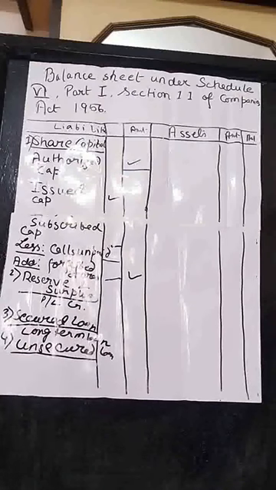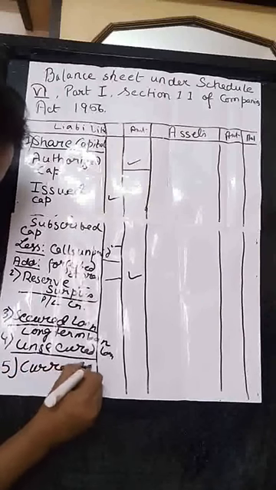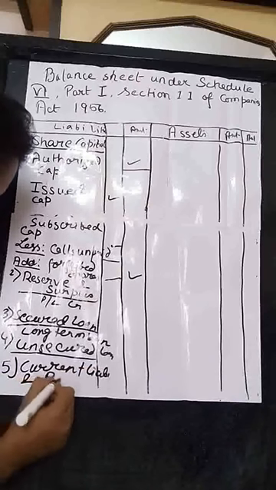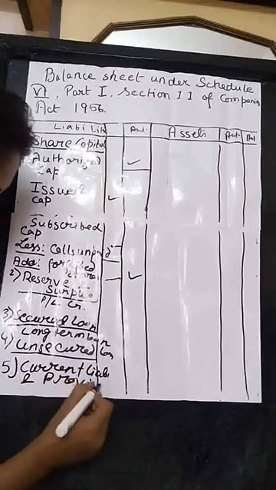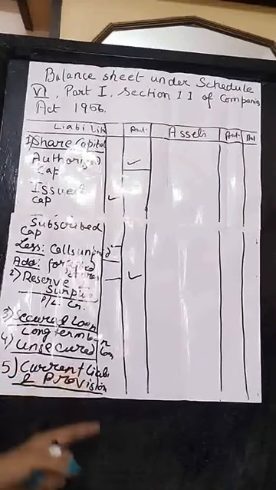Next heading will be current liabilities and provisions. Current liabilities will come first, and provisions will be the next heading under the liability side. The last heading under the liability side is current liabilities and provisions.